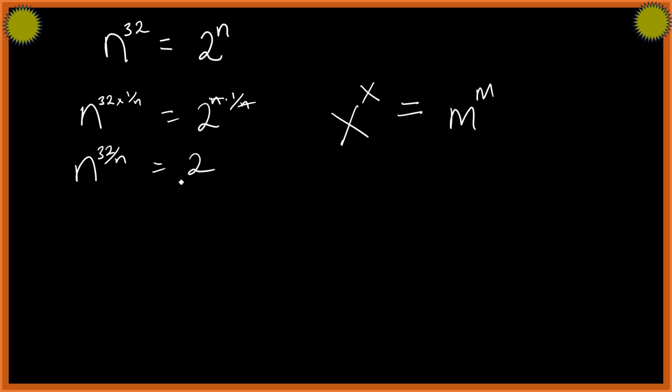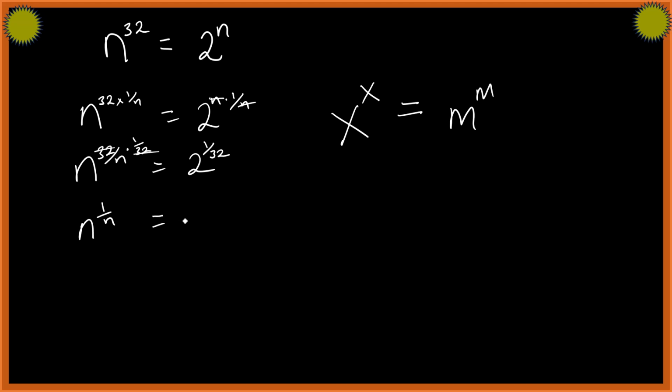Now observe the left-hand side. We have 32 here, so let's push the 32 to the right-hand side. We can only do that by multiplying both powers by 1 on 32. This side will be n raised to 1 over n, because this one will cancel this. So n raised to 1 on n equals 2 raised to 1 on 32.